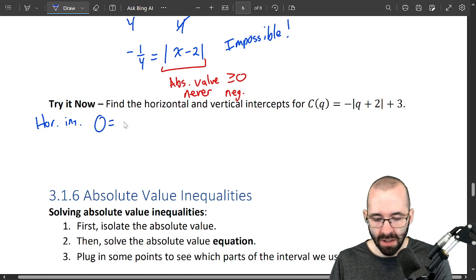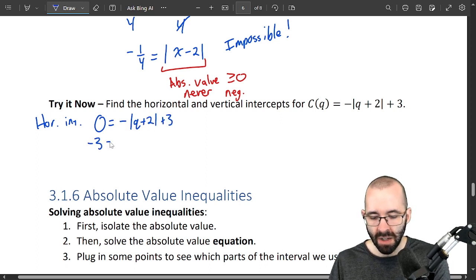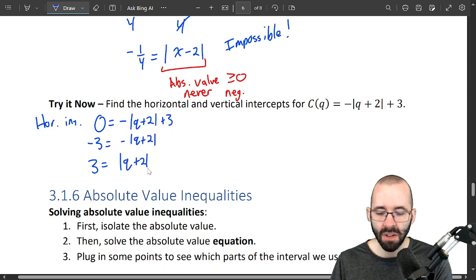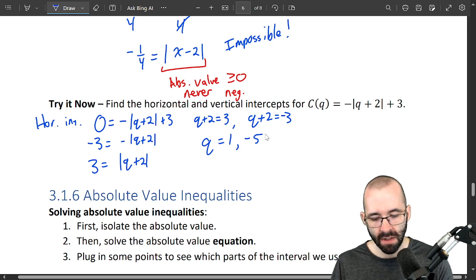The output is 0 when 0 is negative the absolute value of q plus 2, plus 3. That's when -3 is negative the absolute value of q plus 2. Multiply both sides by negative 1, and 3 is the absolute value of q plus 2. And that can happen when the inside is 3 or when the inside is -3. So we can write it both ways and find both q values. We'll get q is 1 and q is -5. So these are our horizontal intercepts. An input of 1, output of 0, and an input of -5 and an output of 0.